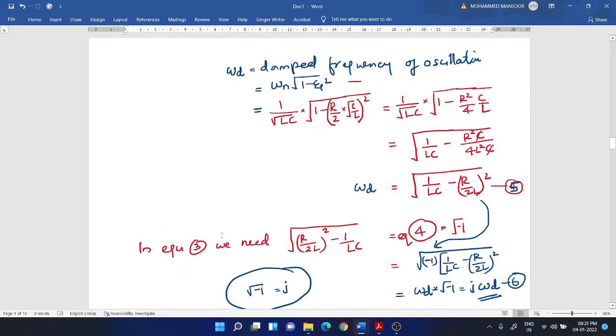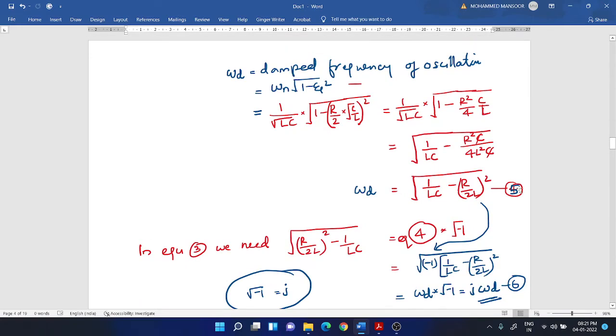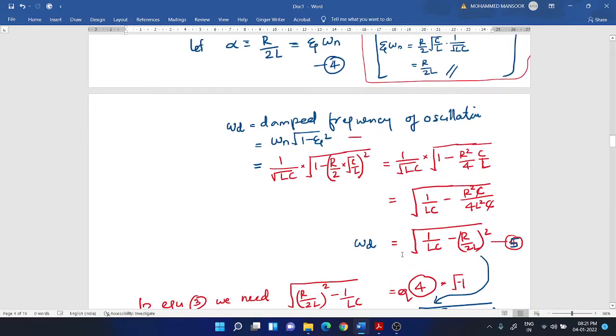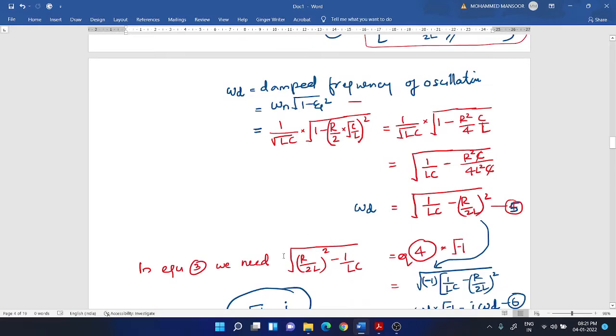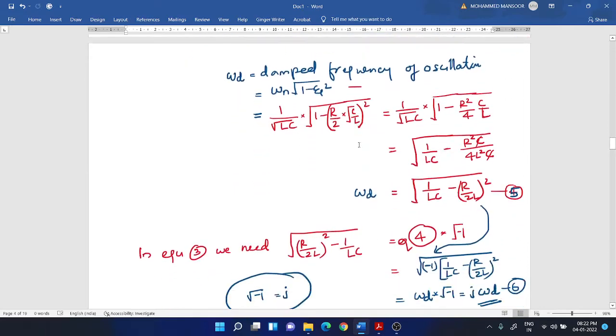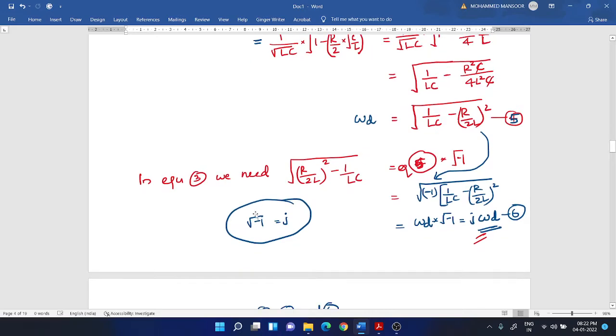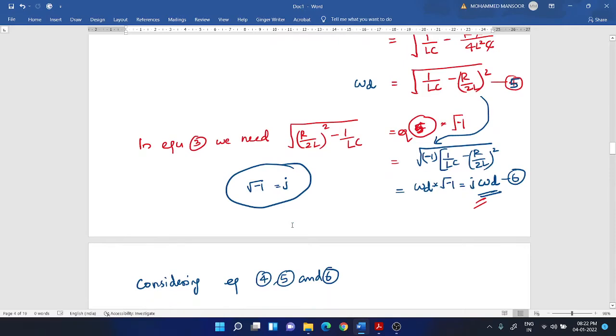So in equation 3 we need this term, but in equation 5, let it be equation number 5, that is omega d. We need this part in equation number 3 by means of equation number 5. Here, equation number 5 we need to multiply with root minus 1, so that becomes j omega d. Clear? That becomes j omega d. Why? Because root minus 1 is j, that is the complex operator.